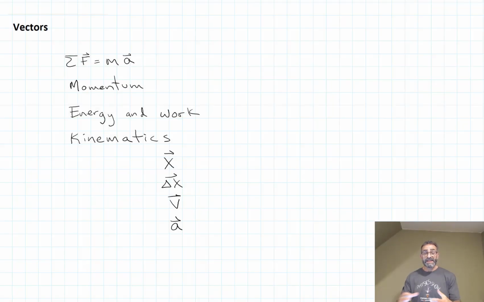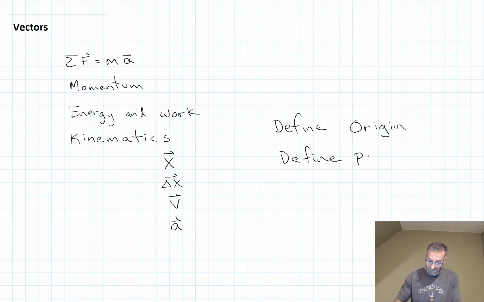Because kinematics rely so heavily on vector quantities like displacement, velocity, acceleration, it's really important when you're using the kinematics lens to tackle a problem that one of the first things you need to do is define your origin and your positive directions. And by defining your origin and your positive directions, that fixes the signs.